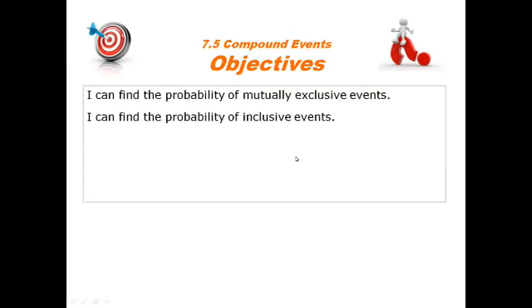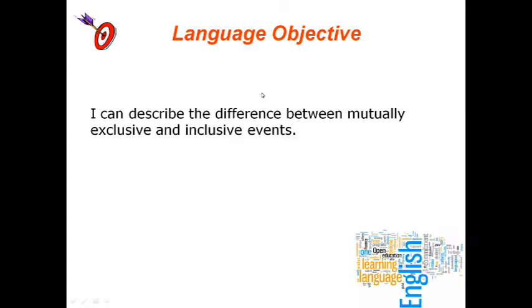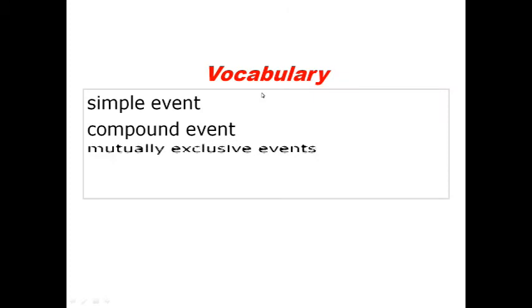Okay, so our objectives today are to find the probability of mutually exclusive events and to find the probability of inclusive events. Your language objective: describe the difference between mutually exclusive and inclusive events.